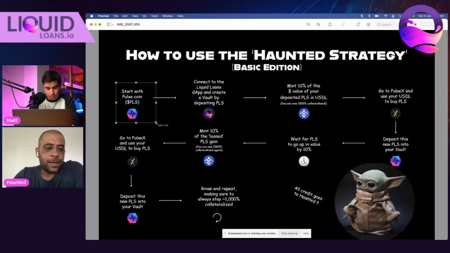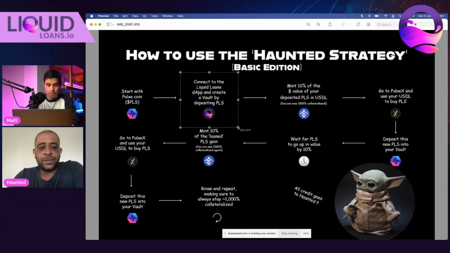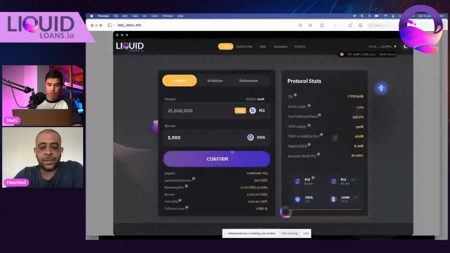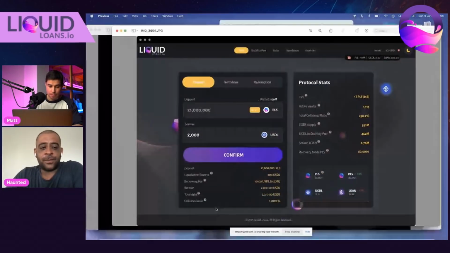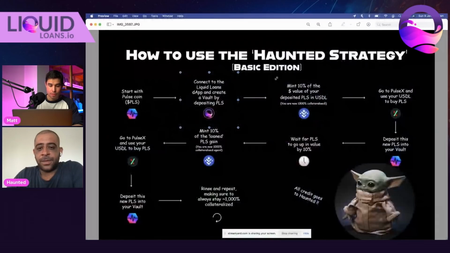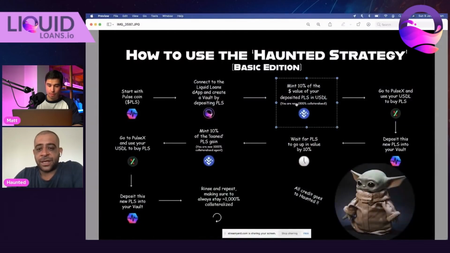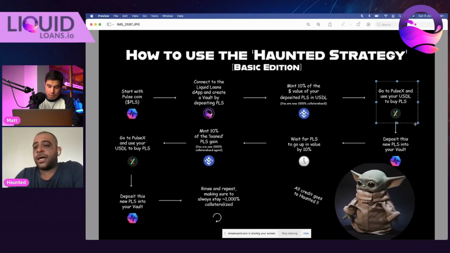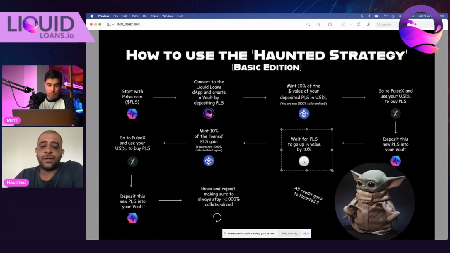All right. So we'll start with our Pulse. From the PulseChain, we start there. Connect to Liquid Loans, the front end, the photo that we just saw here. We connect to the front end. Mint 10% of your value, which is 1,000% collateral. So we look at that bottom part that shows 1,000%. We take it down to that 1,000%, mint some stablecoin, go to PulseX, and buy Pulse with the stablecoin, deposit that back into your vault, wait for a 10% move.